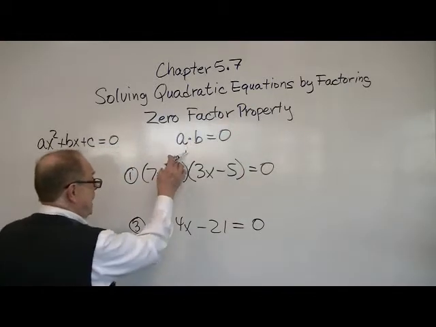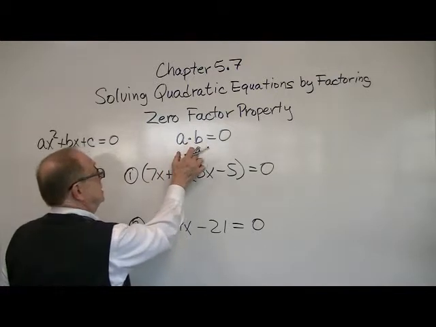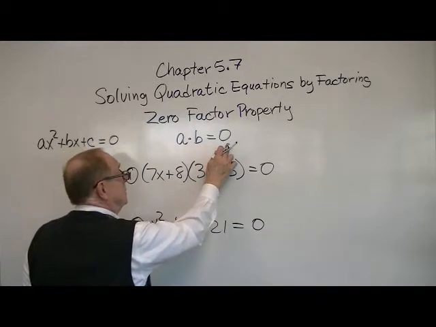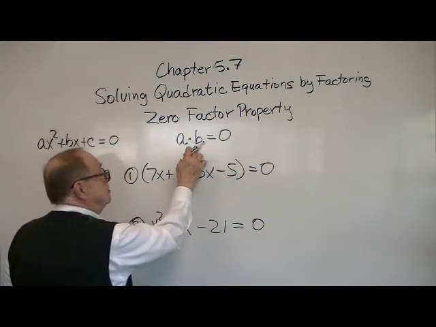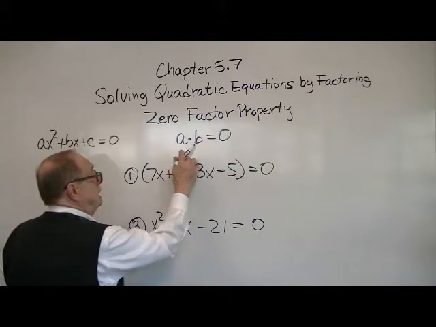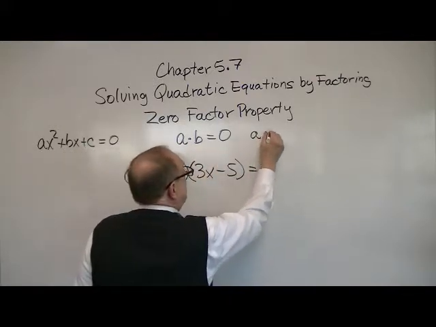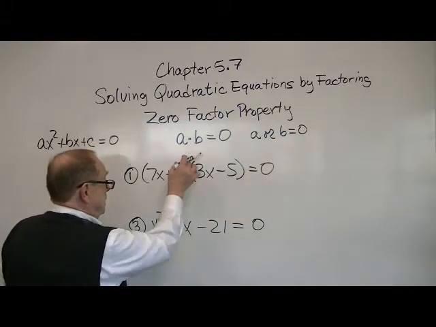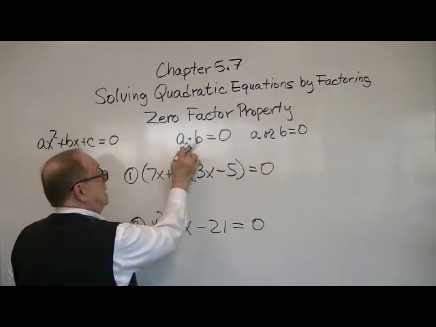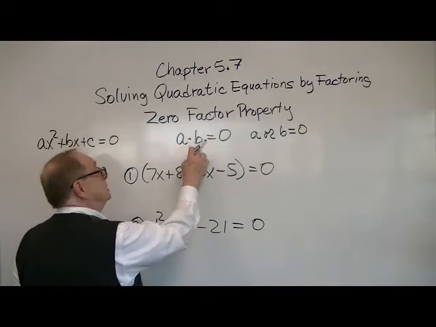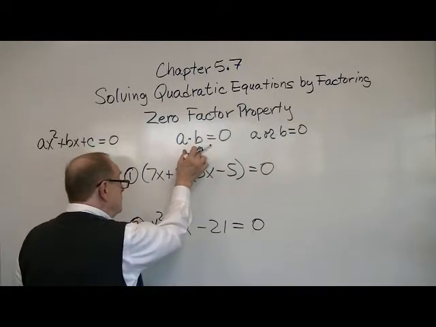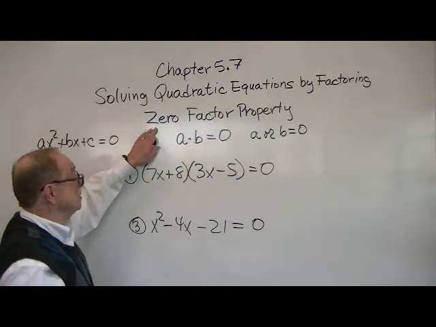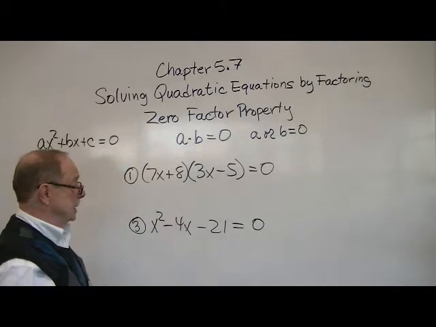That is, if we have a times b, and you can see these are factors that equal 0, the only way that can be true is that either a or b is equal to 0. If a is 0, then that equals 0. If b is 0, that equals 0. Or if both of them are 0, that equals 0. So this is what we call the zero factor property.